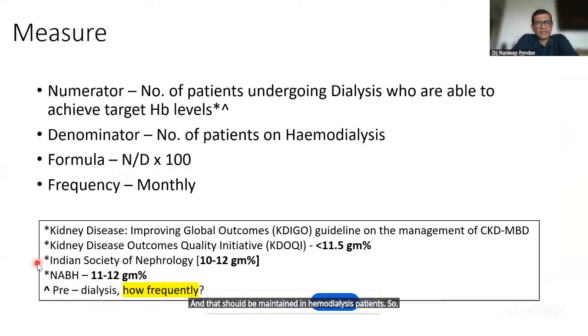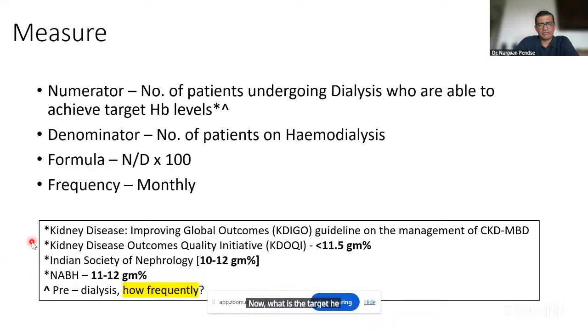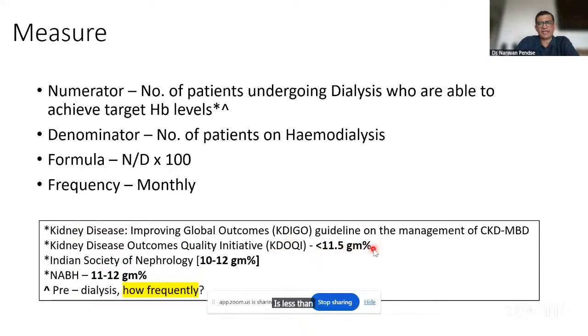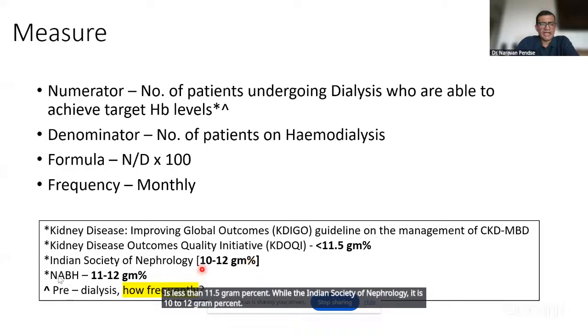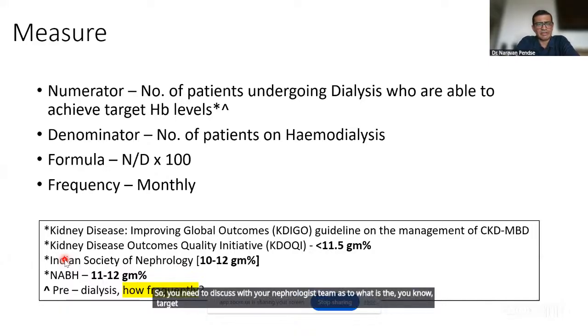So in the measure, what is the numerator? Number of patients who are undergoing dialysis who are able to achieve the target hemoglobin levels. Now, what is the target hemoglobin level? It varies from guideline to guideline. For example, the internationally or globally accepted evidence-based guidelines, which is by KDIGO and KDOQI, is less than 11.5 gram percent. While for the Indian Society of Nephrology, it is 10 to 12 gram percent. NABH in its KPI has defined this as 11 to 12 gram percent. So you need to discuss with your nephrologist team as to what is the target hemoglobin level that they are comfortable with and set it accordingly.